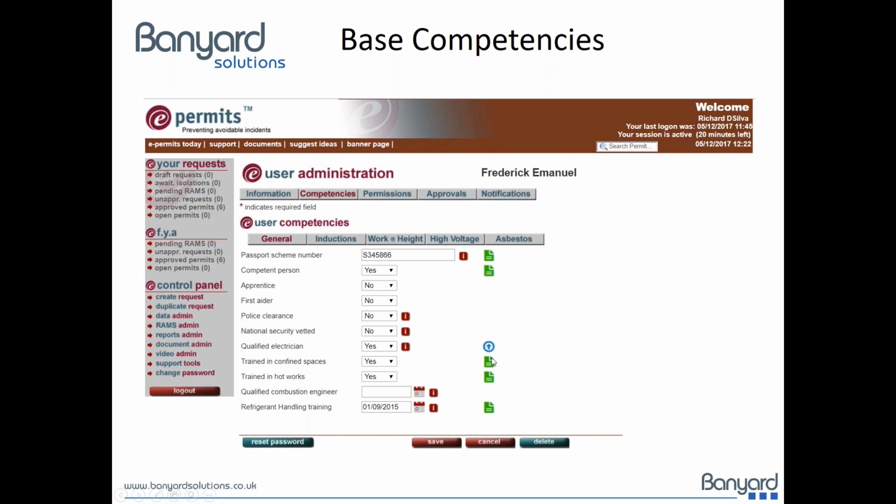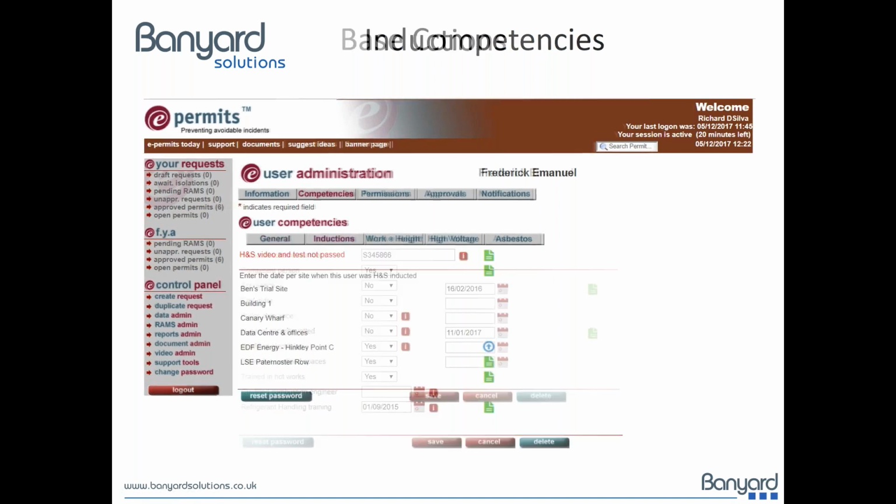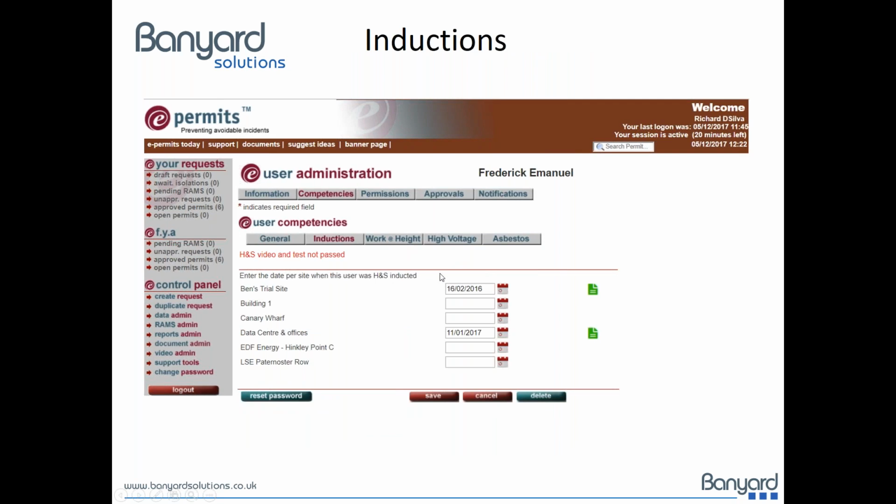And you can run exception reports to find out where you have gaps in the system, or where any of your contractors may have gaps in the system. In terms of inductions, this particular chap, Frederick, is only inducted on 2 of the 6 sites that this company is allowed to work on, and there are the induction certificates if you have such a thing.